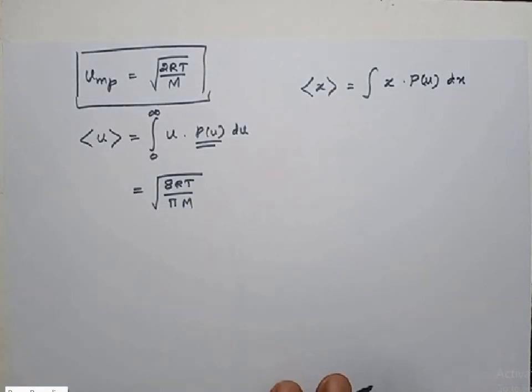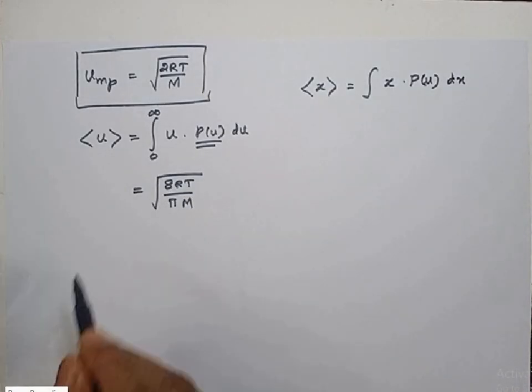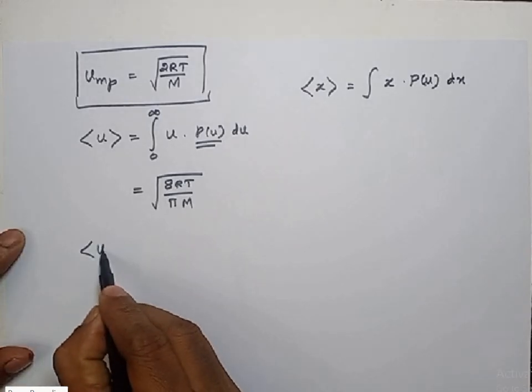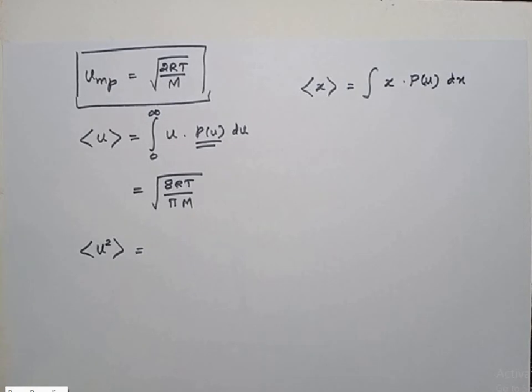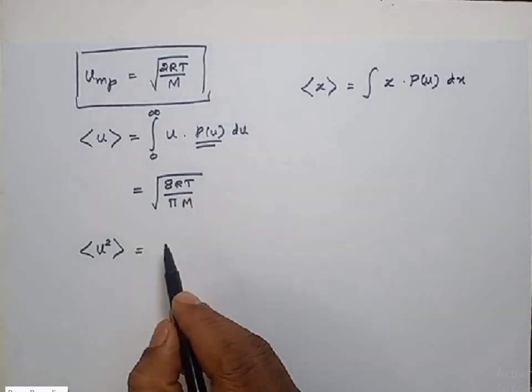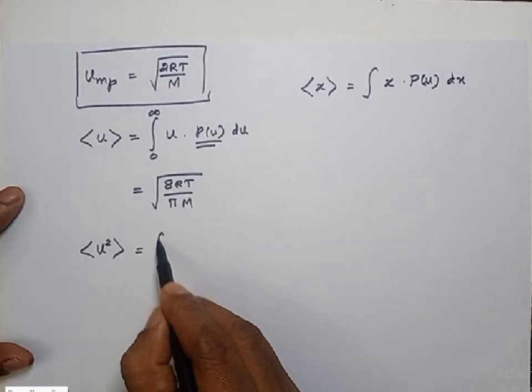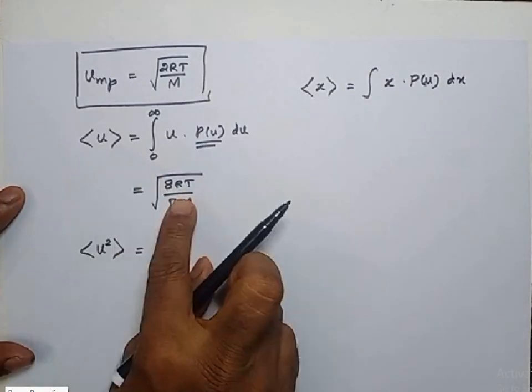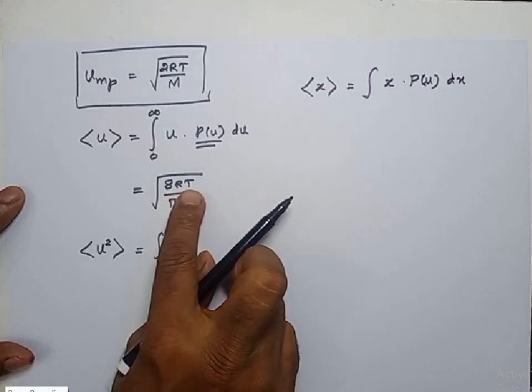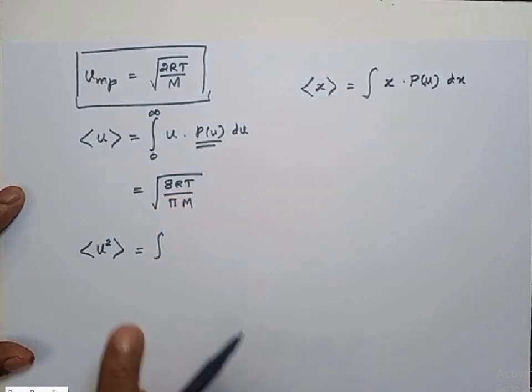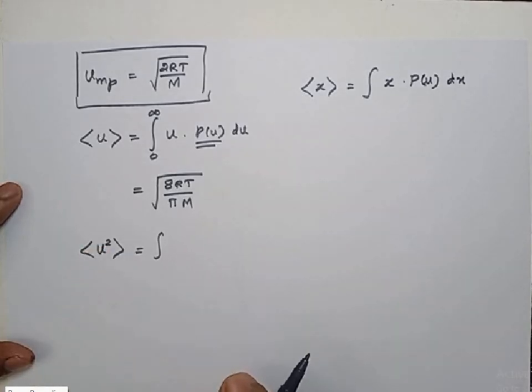In a similar manner, can anyone tell me how to find the average of the square velocity? Now I want to calculate the average of the square velocity. Can anyone suggest some idea? Yes. No, this is average velocity, square root of 8RT by pi M. Correct. Now I am asking about the average of the square velocity.